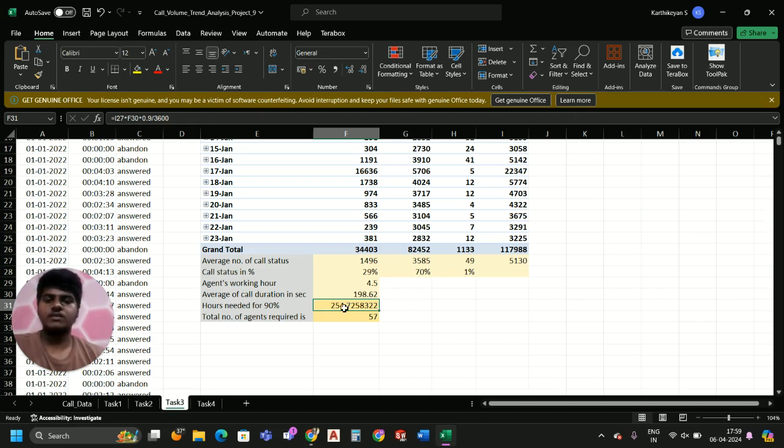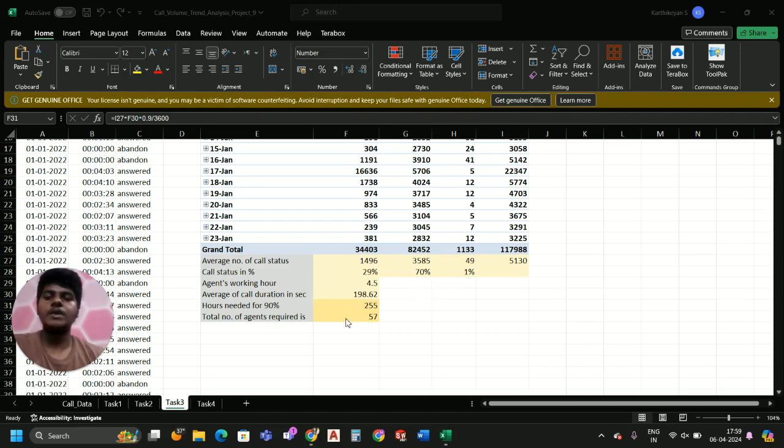After that, the hours needed for 90% is 254. Let us round this up. So 255 hours all the agents need to work to get the answered rate from 70% to 90%.